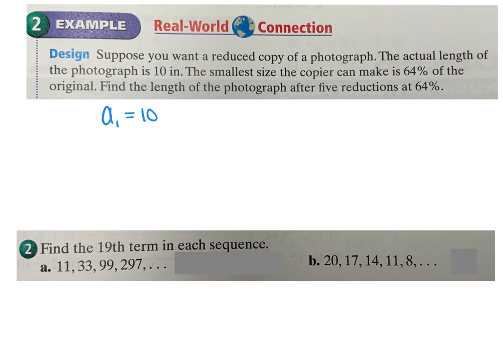Yeah, I'll be on the 6th one, right? The first one is my original, and then I have 5 reductions after that. Does that make sense? So I'll actually be looking for my 6th term here. That's what I'm looking for. What is the 6th term if I have that many reductions?